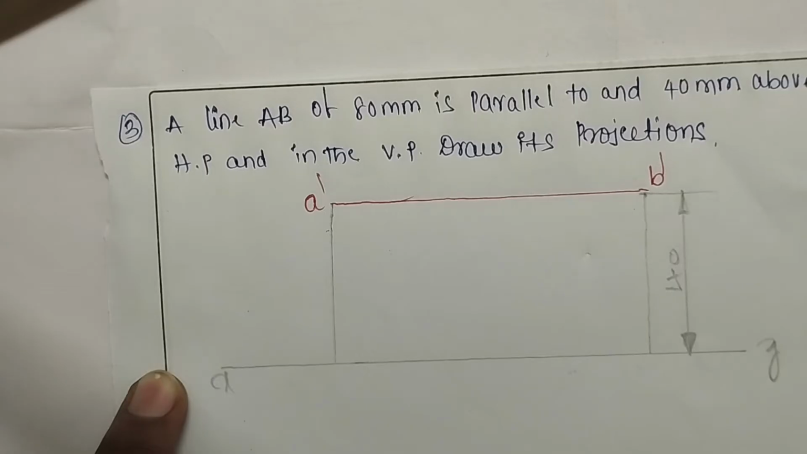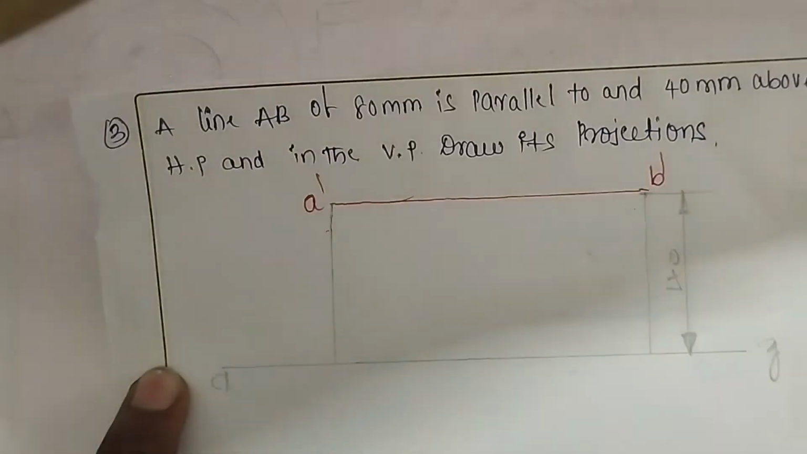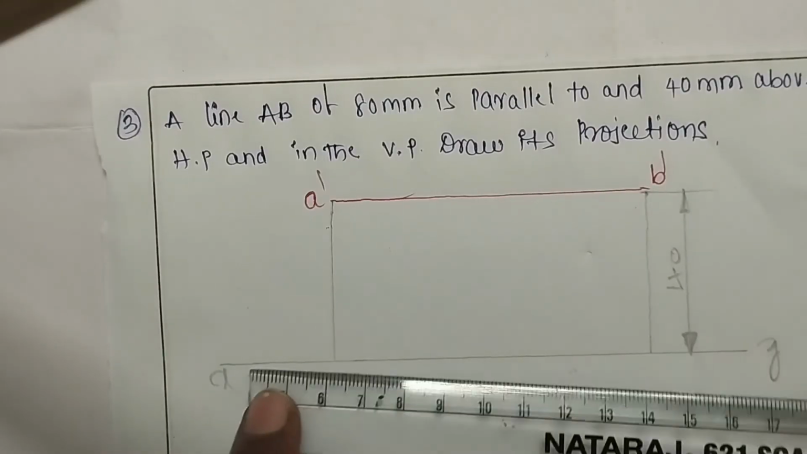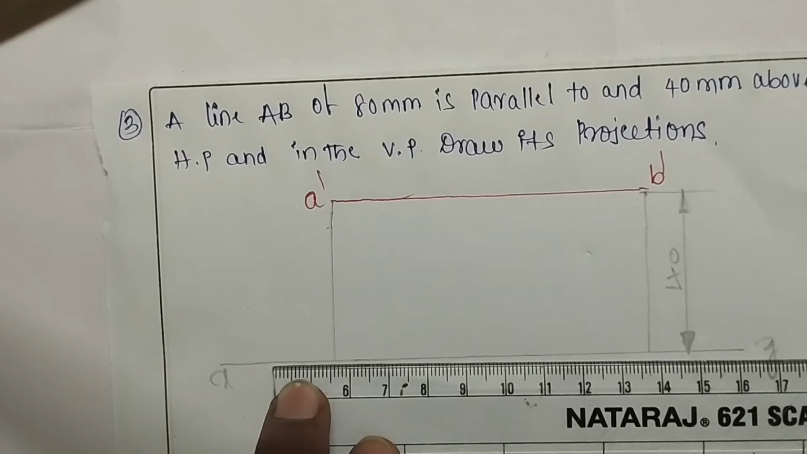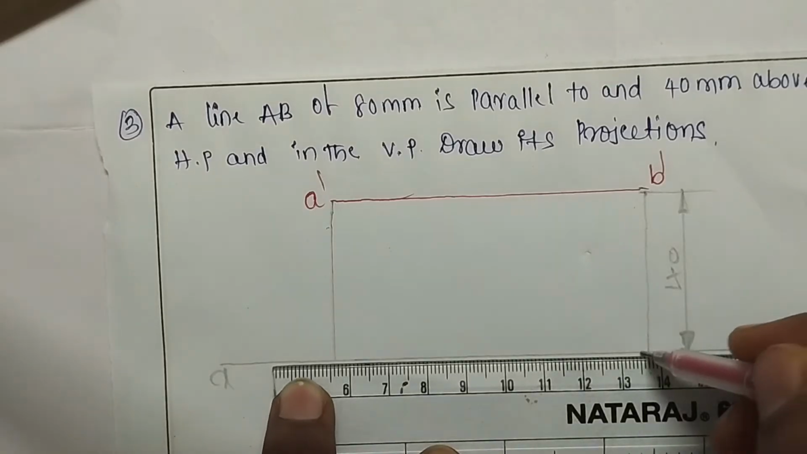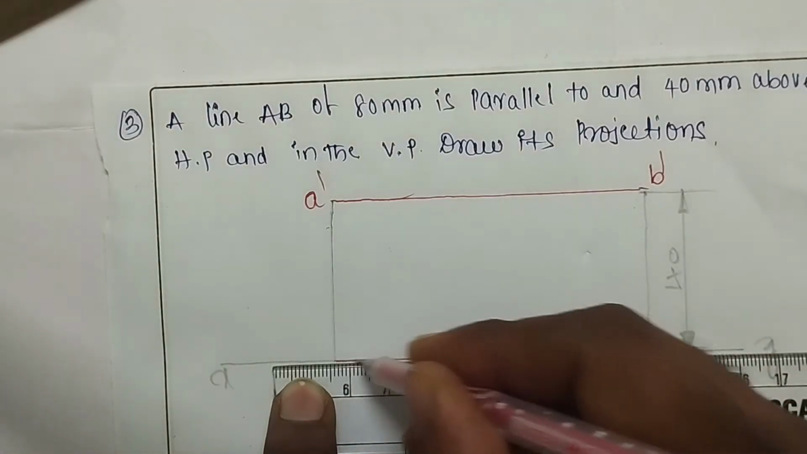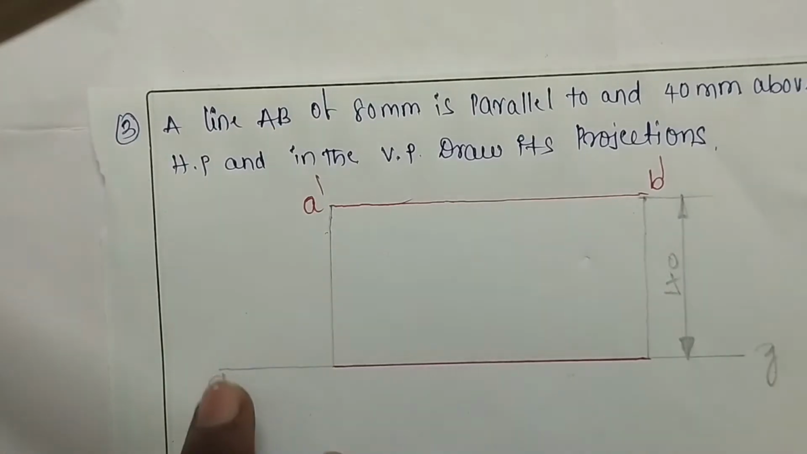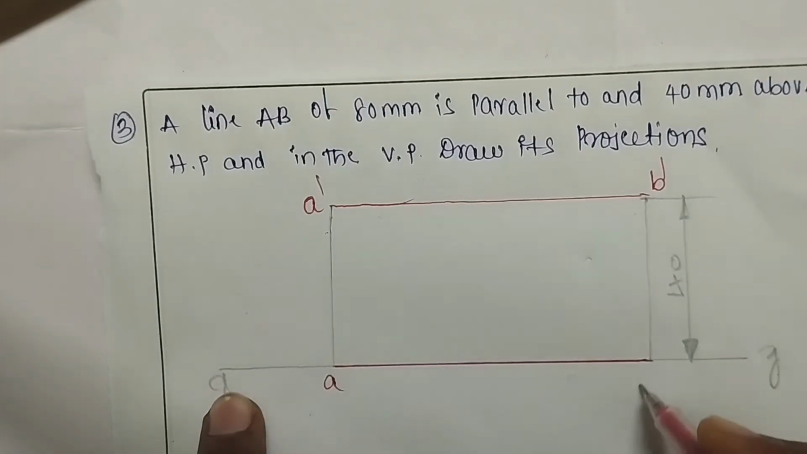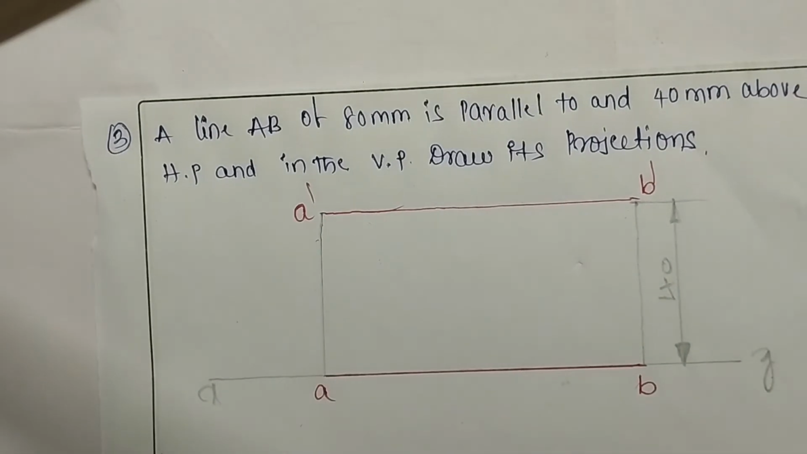So next, above HP is done. Next, in the VP means on the reference line we need to draw it as a line. We already measured it as 80, so I am highlighting it here, that is A and B. Like this we need to write for this line for 1 mark.